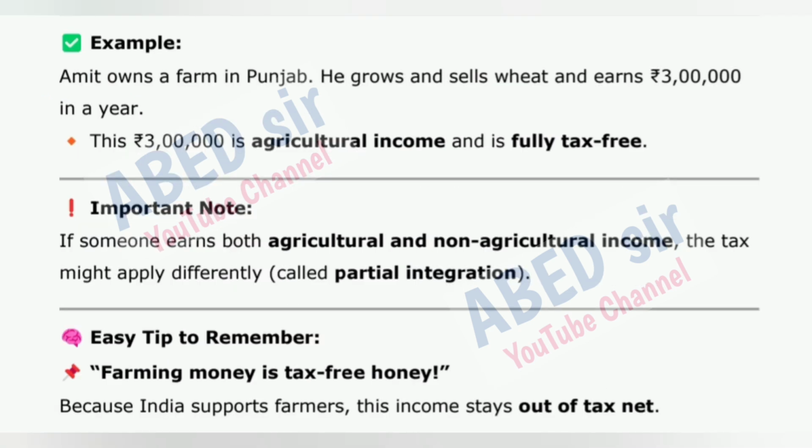Example: Amit owns a farm in Punjab. He grows and sells wheat and earns 3 lakh rupees in a year. This 3 lakh rupees is agricultural income and is fully tax-free. Important note: if someone earns both agricultural and non-agricultural income, the tax might apply differently, called partial integration.